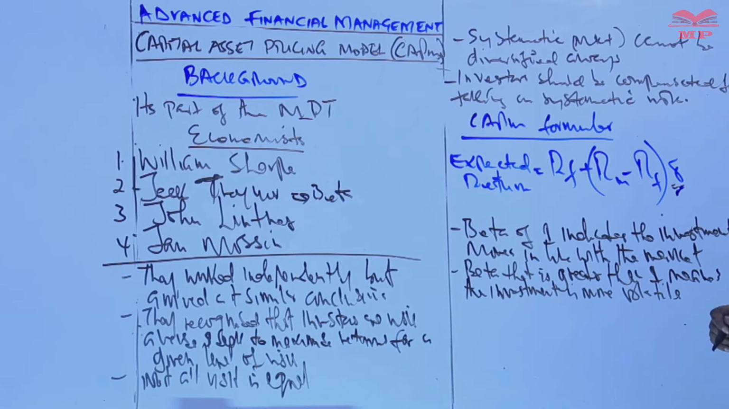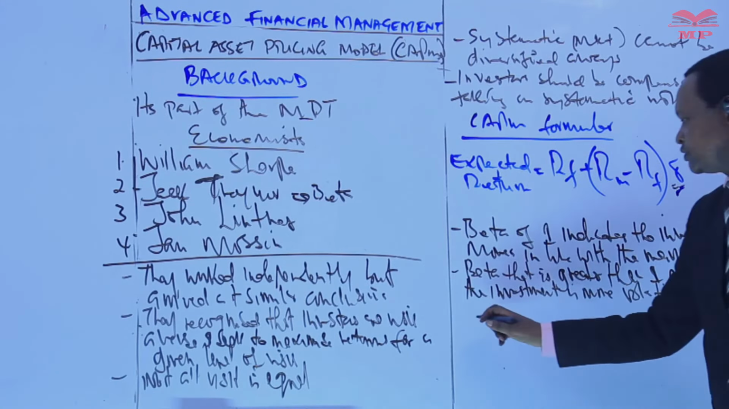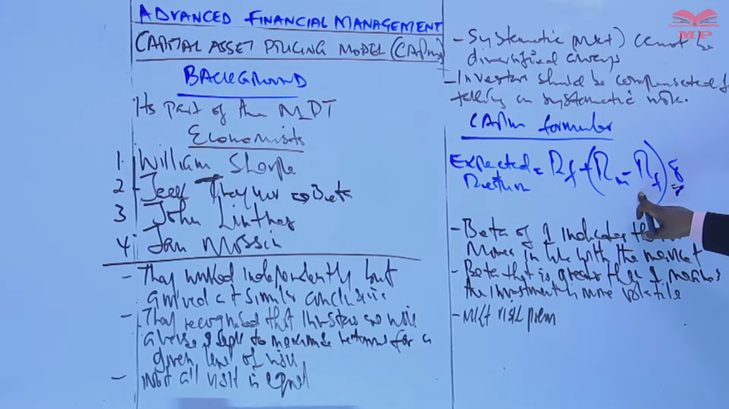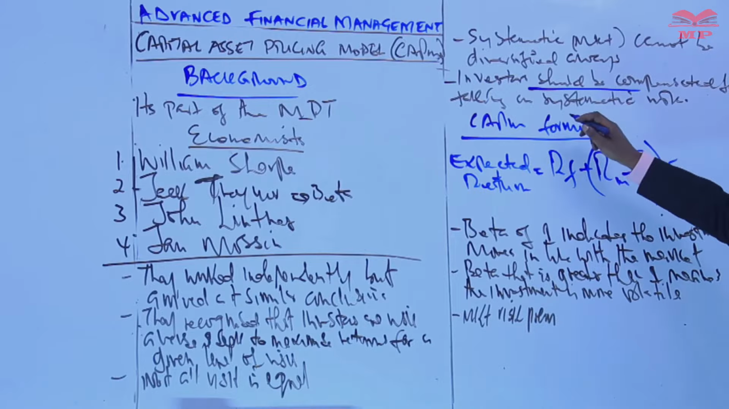Then you have the market risk premium, the difference between the return on the market minus the risk-free rate. This is the additional return investors expect for taking on the risk of investing in the overall market compared to the risk-free rate. Investors should be compensated for taking on systematic risk.